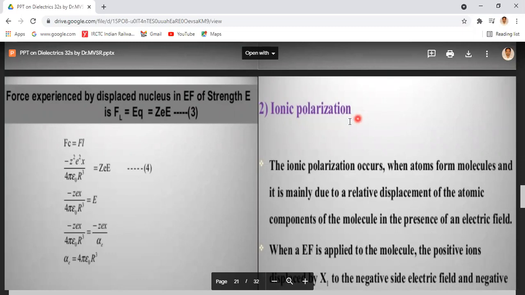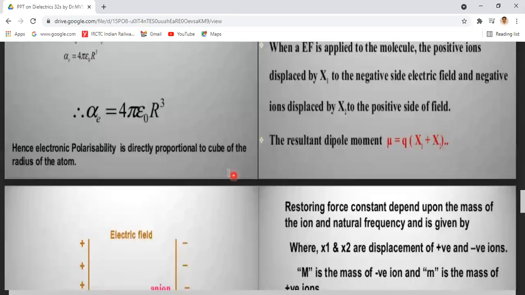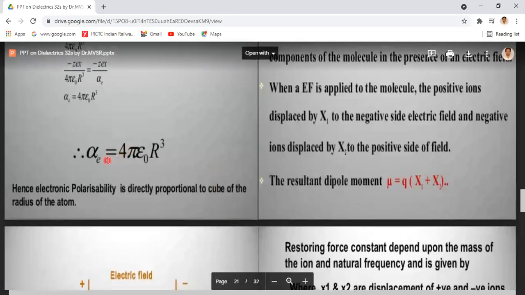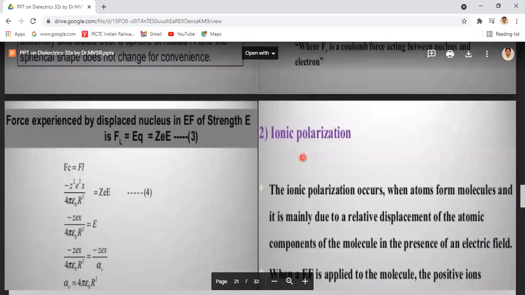Okay, coming to the next topic, ionic polarization. In our previous class, we completed electronic polarization and the expression for electronic polarizability. So alpha is equal to 4 pi epsilon r cube. This is the expression for electronic polarizability. Next, coming to ionic polarization.